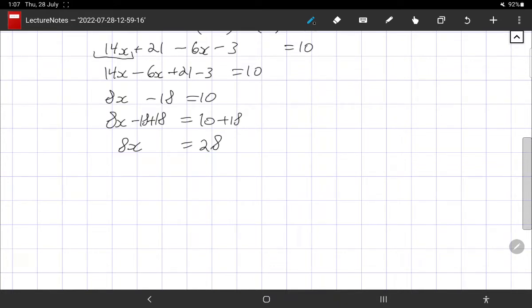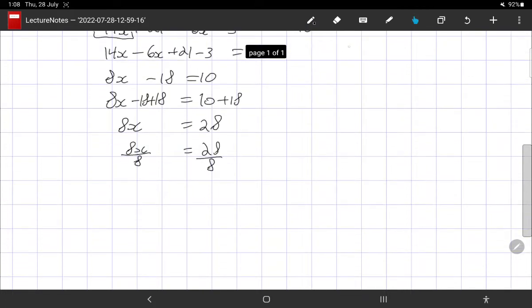Now our coefficient, 8 is being multiplied into x, or x is being multiplied by 8. So a multiplication of 8, the negation of that, or an inverse of that, is division. So we have 8x divided by 8, and we do that to both sides to keep the equivalency. And now these can cancel out, so we have x here. 28 divided by 8 is not a whole number. It's not 1, 2, 3, or 4. So we're going to remain with a fraction.